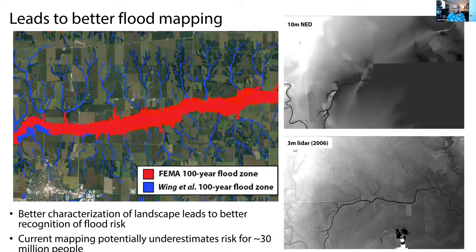And just to illustrate that further, here's the 10 meter national elevation data set of a floodplain in Texas, and here's the 3 meter LIDAR of the same area, again, showing that without this high resolution topography, we're missing a lot of the fundamental structure of the landscape that has a lot of implications both for surface processes, but also things like ecosystem service and habitat distribution.